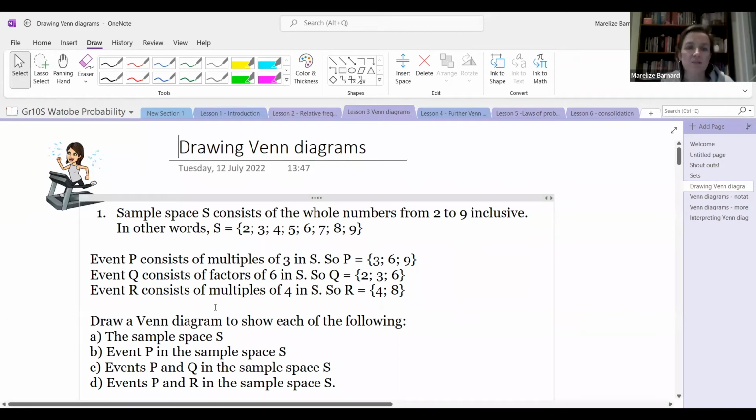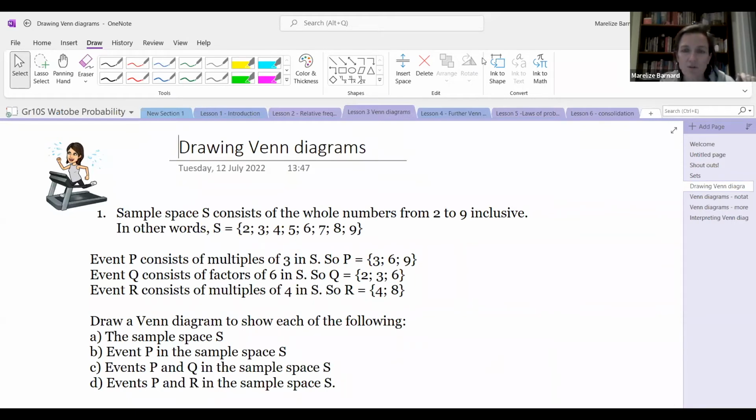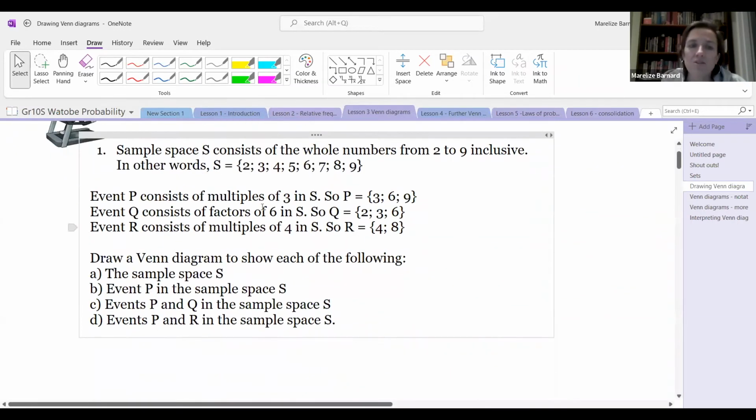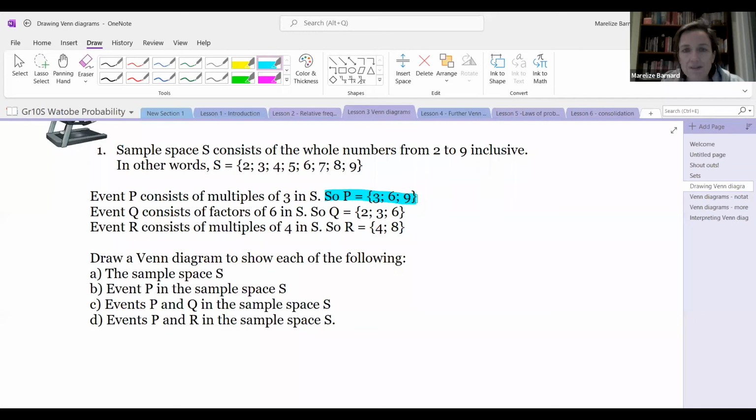Okay, so we've got in the sample space whole numbers from 2 to 9 inclusive. In other words, our sample space is 2, 3, 4, 5, 6, 7, 8, and 9. Event P consists of multiples of 3 in S. So P is 3, 6, and 9. And then Q are the factors of 6, and it's 2, 3, and 6. Not 1, because 1 is not included in our sample space. And then the multiples of 4 are 4 and 8.